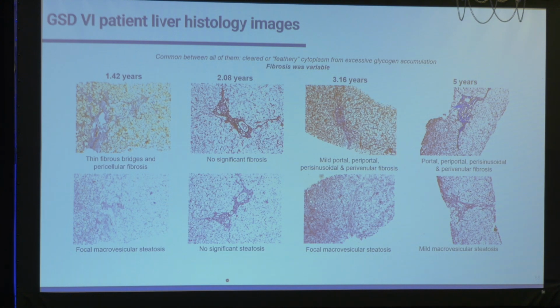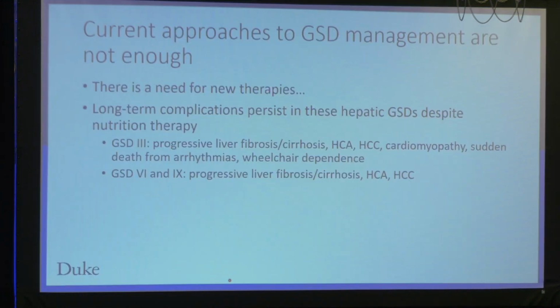And there is the presence of fat, there is the presence of glycogen, and we have work that's coming out soon where we've blinded our pathologist and given him slides from these patients. I can tell you he was not able to tell us the difference. He failed. It was looking the same under the microscope for 3, 6, and 9. And so our current approaches to GSD management are not enough.